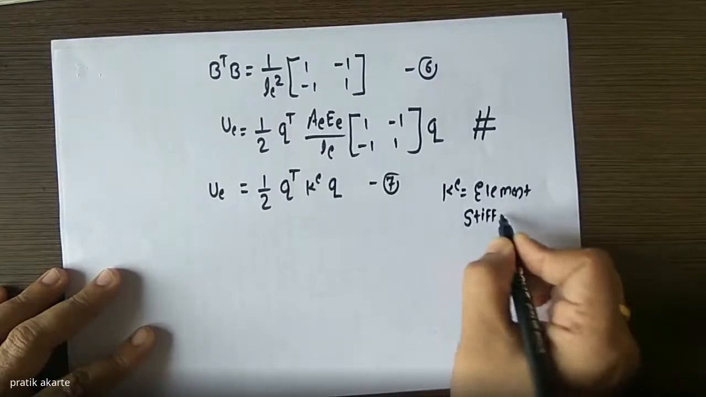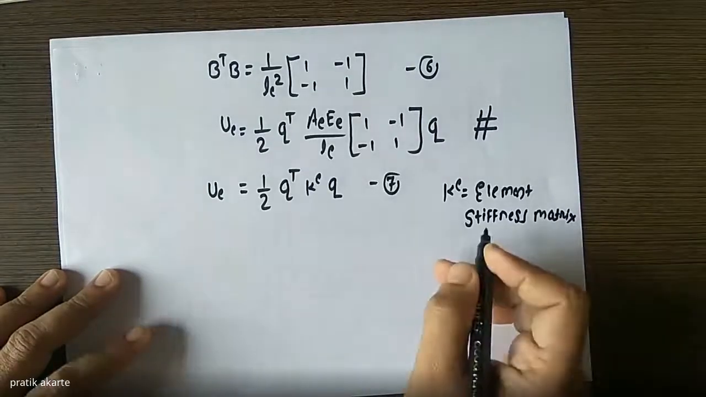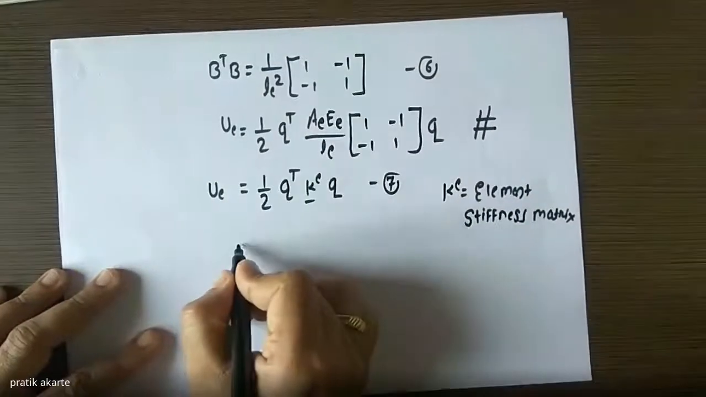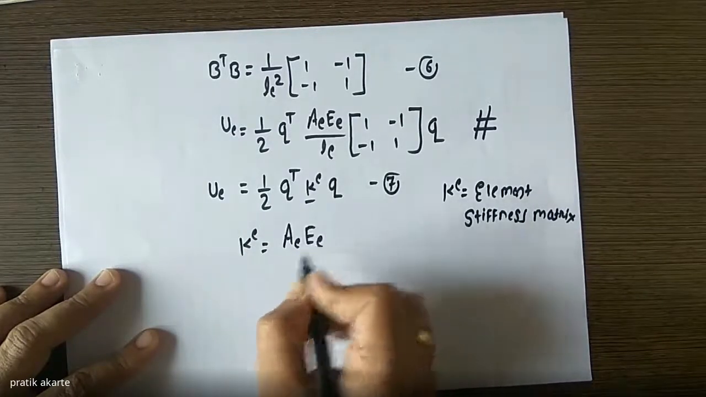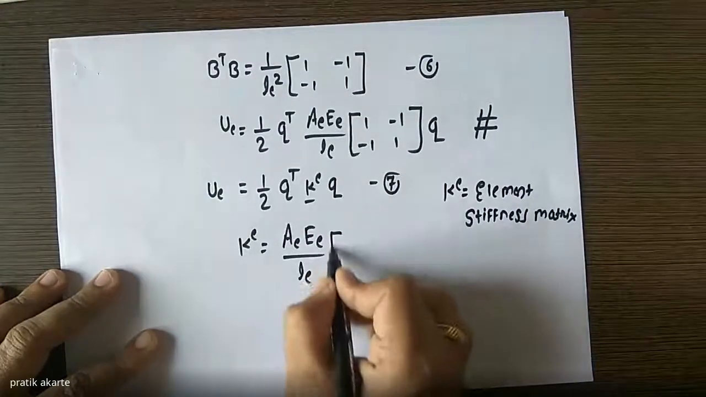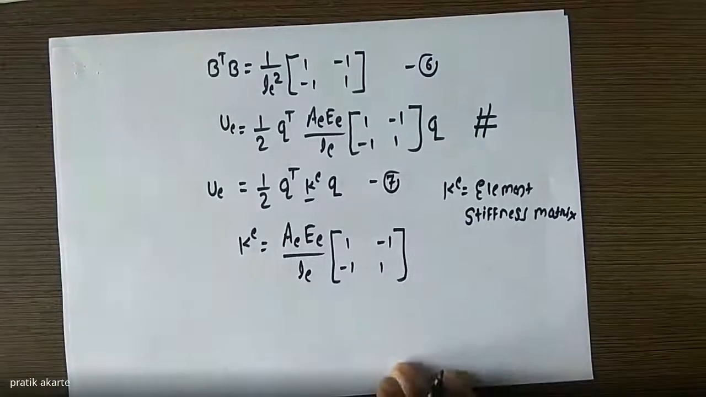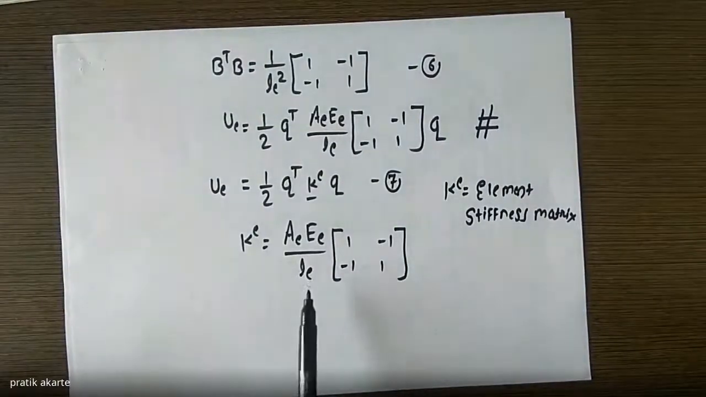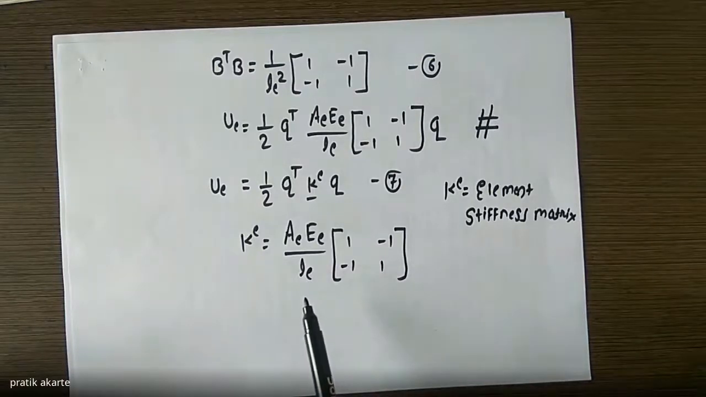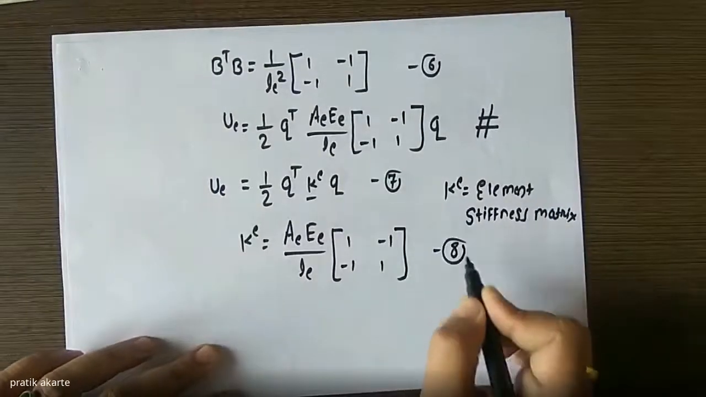Element stiffness matrix. If I consider the element stiffness matrix, I can write Ke as A E, Ee, Le, 1 minus 1, minus 1, 1. So what are the terms here? Ae is your cross-sectional area. Ee is your modulus of elasticity for the small element. Le is the length of the element. So this is my equation number 8.